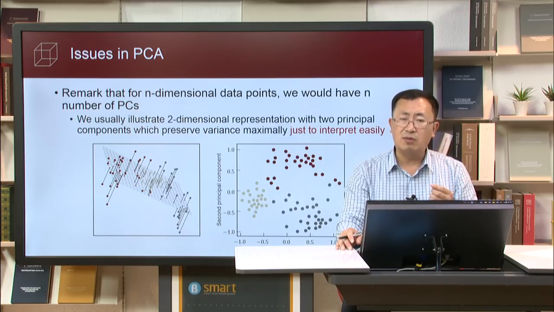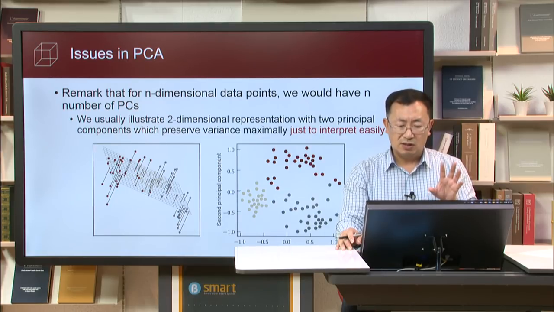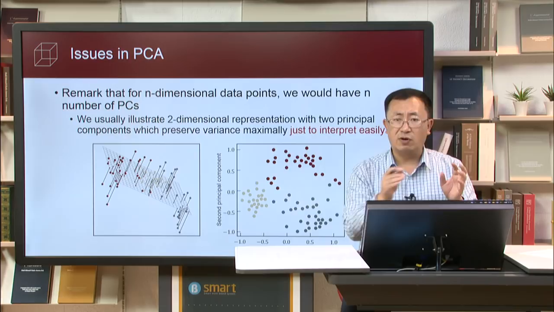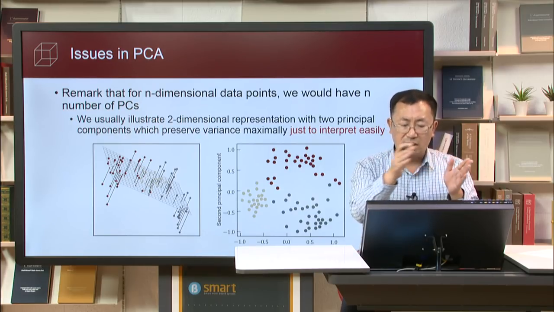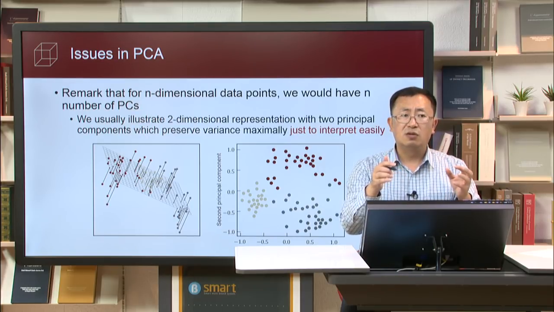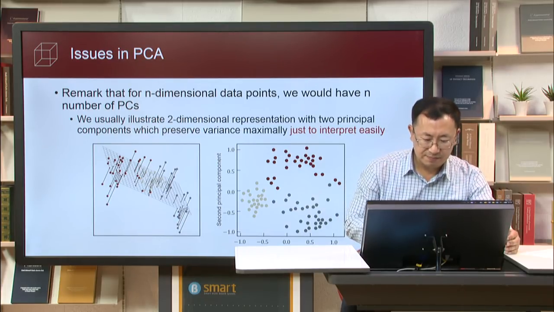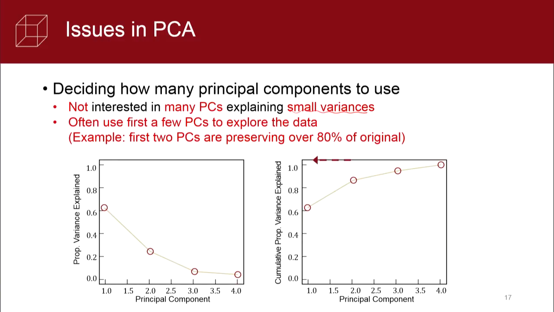You can find n principal components for n-dimensional data points, but normally we take the first k principal components, because with those we can still explain the majority of the data well, right? So the next question is, how many principal components do we need to use? We are not interested in many principal components that explain especially small variances.